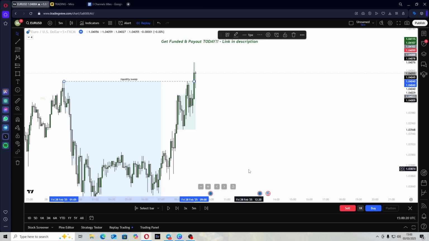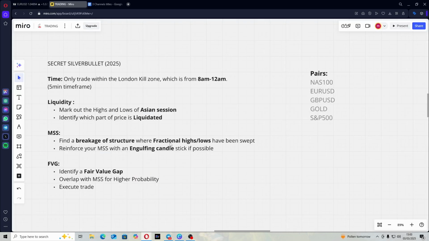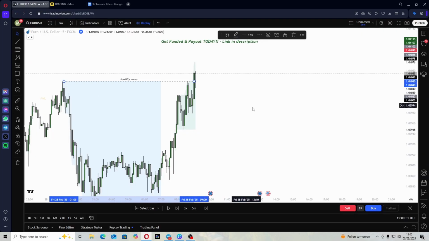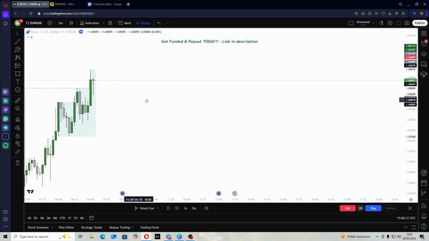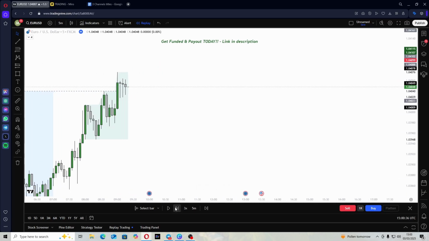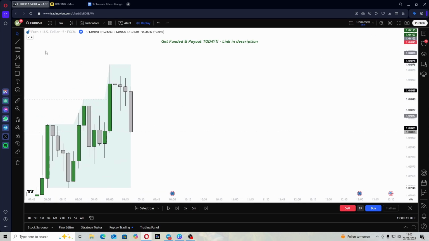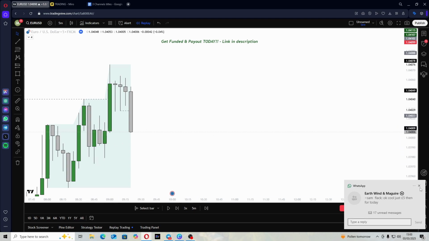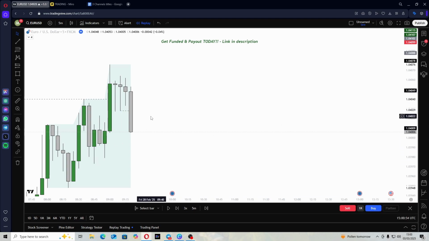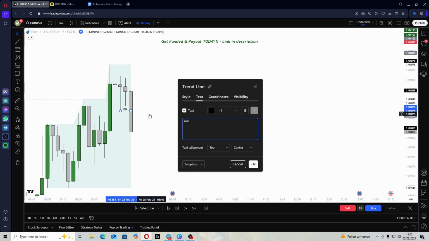And once we get this liquidity sweep, what we need to do from here on out is so simple, right? We need to find a break of structure where fractional highs and lows have been swept, and we reinforce the market structure shift with an engulfing candlestick. So we need a market structure shift towards the downside now. I'm going to just play price forward until we get one of them, and there you go. We just got an engulfing candlestick, which took out this candle right here, which is a fractional low, because the candle before it and after it did not go so much below. This one went below it, but it didn't go as far as this point right here, which means it's very easy and simple. We're going to be marking this out as our market structure shift.